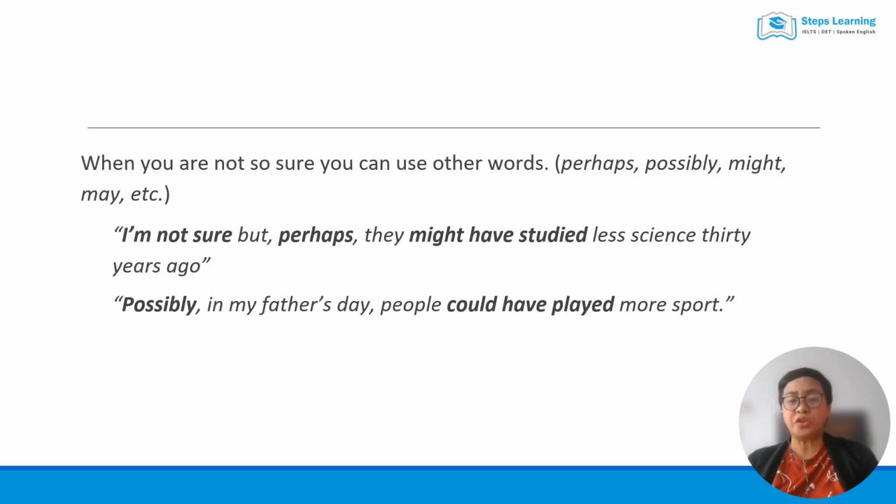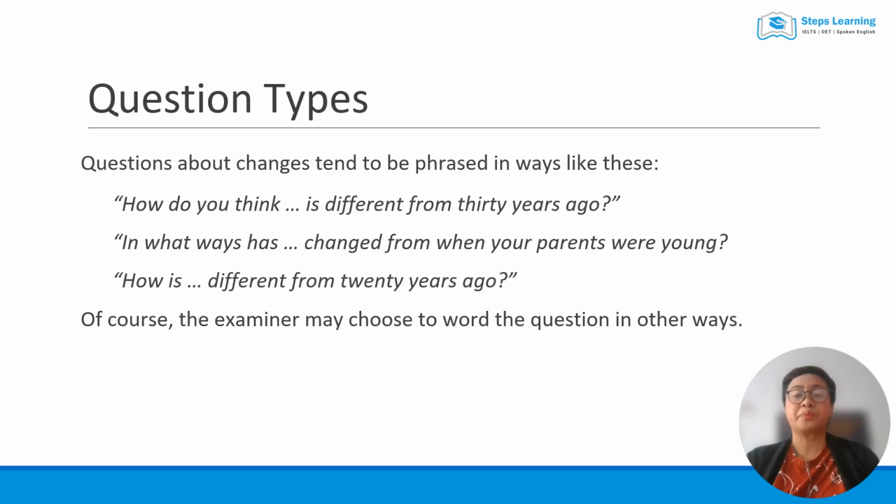When you're not sure, you can use other words like perhaps, possibly, might, may, etc. I'm not sure, but perhaps they might have studied less science 30 years ago. Possibly, in my father's day, people could have played more sport.